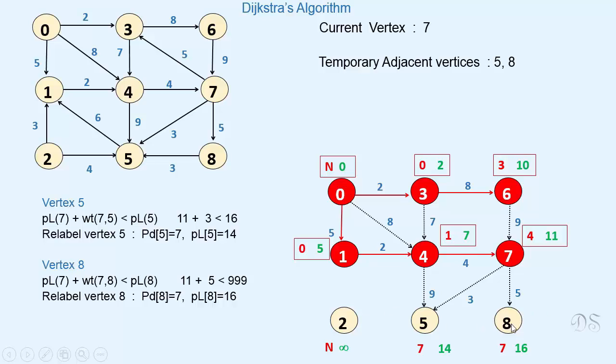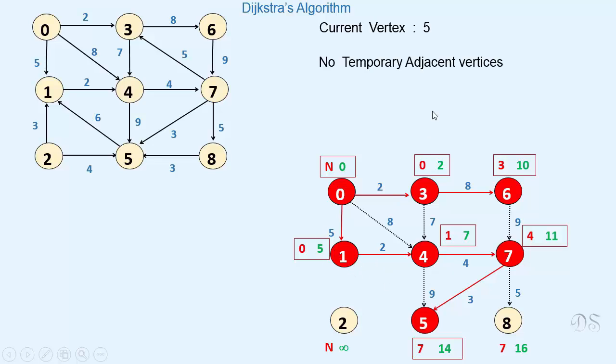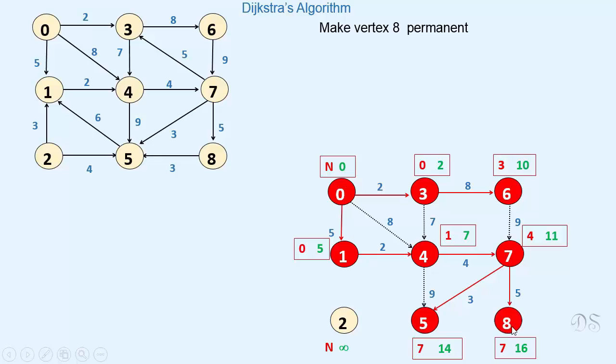Now from all the temporary vertices left, this vertex 5 has the minimum path length. So we'll make vertex 5 permanent. Now this vertex 5 is our current vertex. Now we have only one vertex that is adjacent to this vertex 5 and it is not temporary. So next we'll make vertex 8 permanent because from these two temporary vertices left, this vertex 8 has a minimum path length. So now our current vertex is vertex 8.